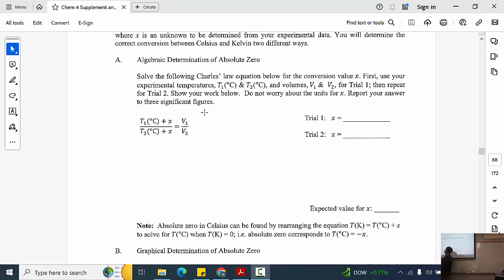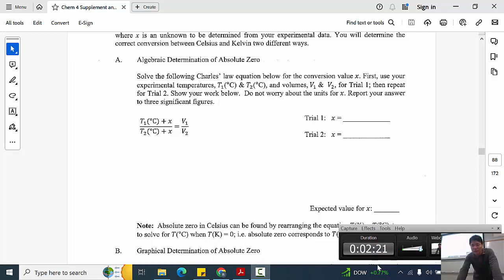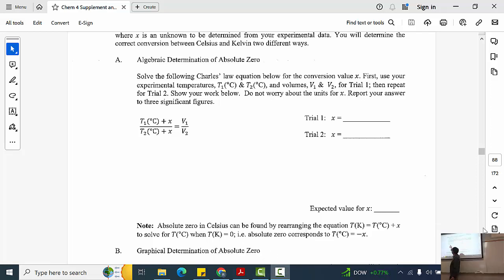And so when we convert Celsius to Kelvin, what do we add? We add 270, close, 273. 273.15 if you want to be more precise.